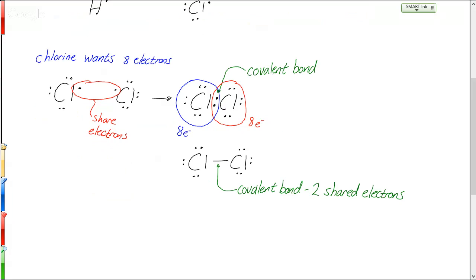So by looking at the electron dot formulas, we can kind of figure out what the structure of a molecule might look like. And there's a whole bunch of rules and techniques for doing this. We're not going to go through all the ways of doing it in this class. We're just going to look at some simpler ones.